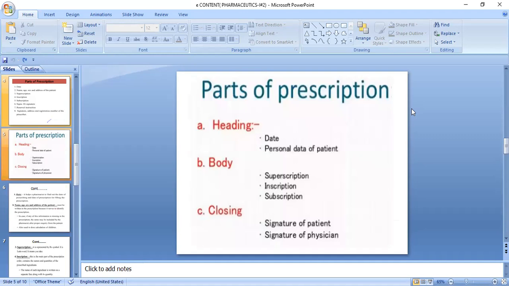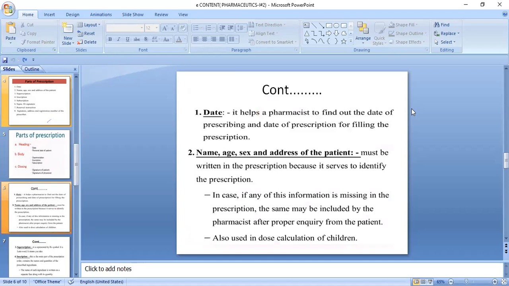We can also divide the parts of a prescription into 3 parts: heading, body, and close. Heading consists of the personal data of the patient. Body consists of superscription, inscription, and subscription, while closing consists of the signature of the patient and the signature of the physician. Coming to the date, it helps a pharmacist find out the date of prescribing and the date of the prescription for filling the prescription.